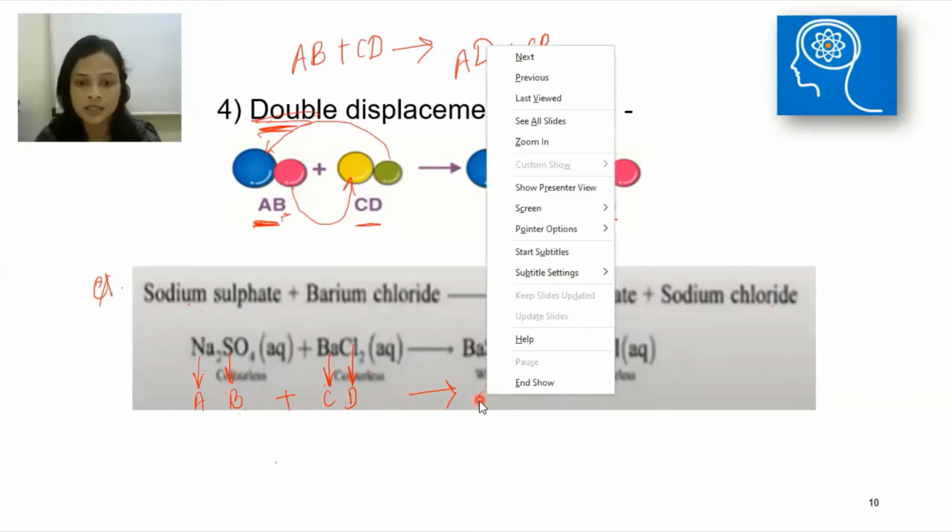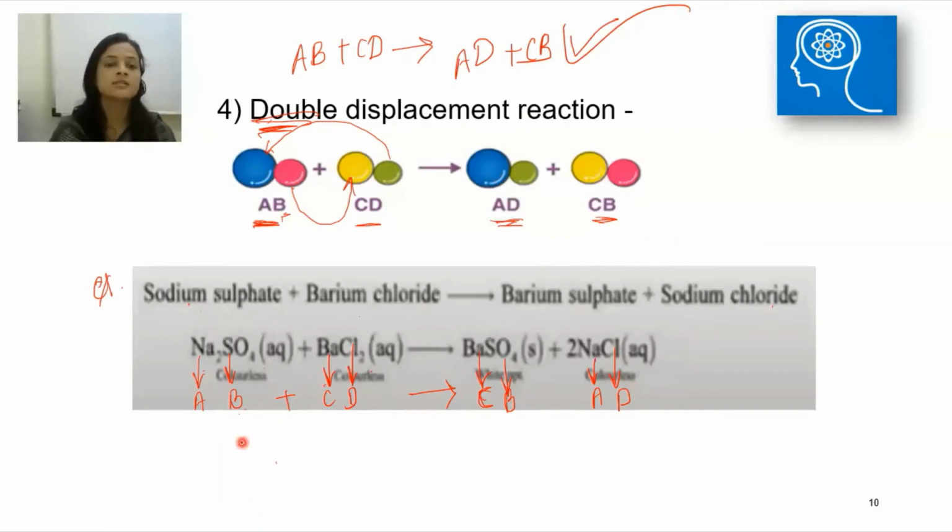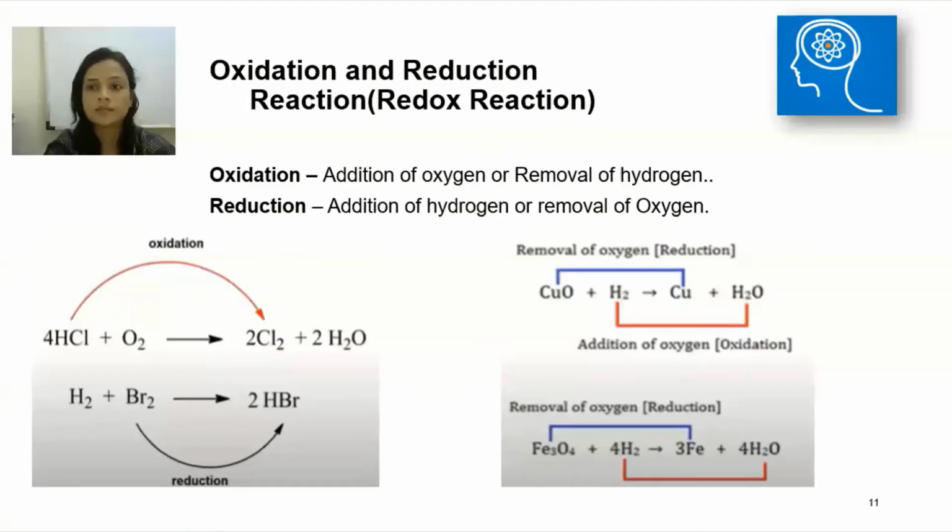This is C, this one is B, you can see that BC, this one is A and Cl is what? This is D, like this only. Okay, got it? This is the double displacement reaction.